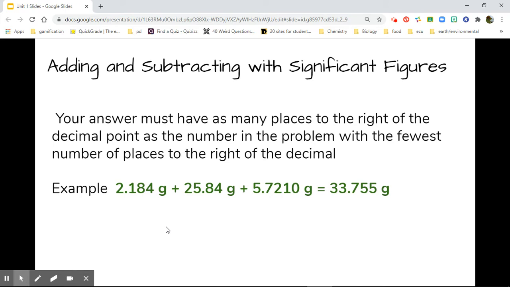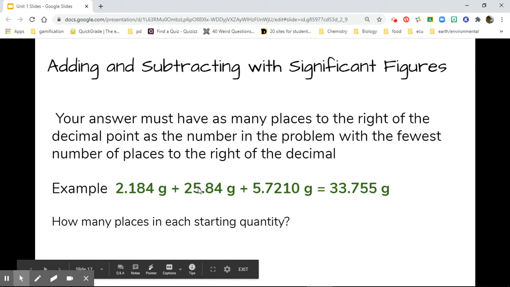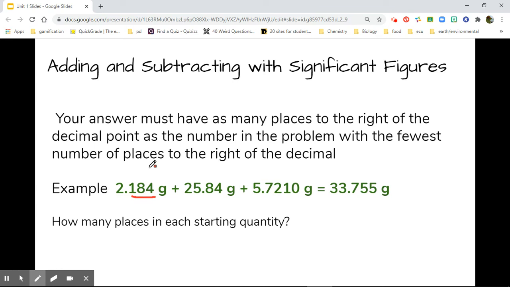We're adding them together. The first thing we want to do is to find out how many places past the decimal are in each of our starting quantities. So as you can see here, this first one has 3 numbers past the decimal point. Let's see if we can draw a 3 here. This one only has 2 numbers past the decimal point. And this one, there are actually 4 numbers past the decimal point.